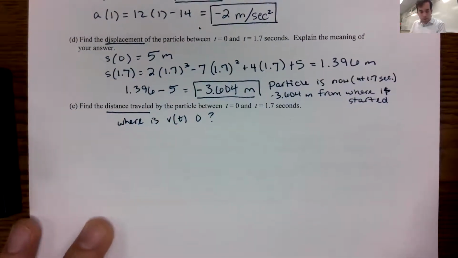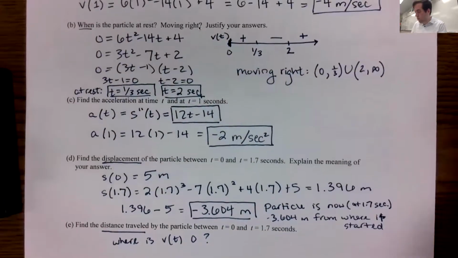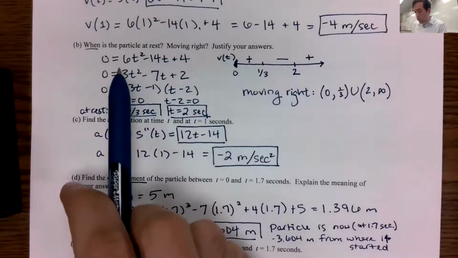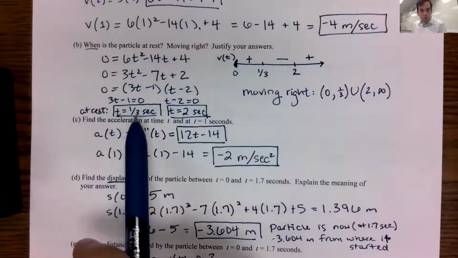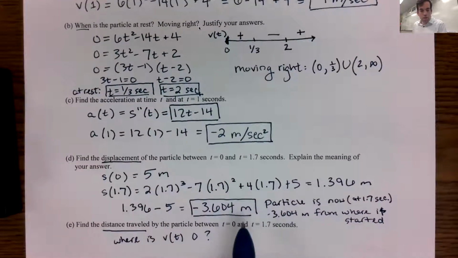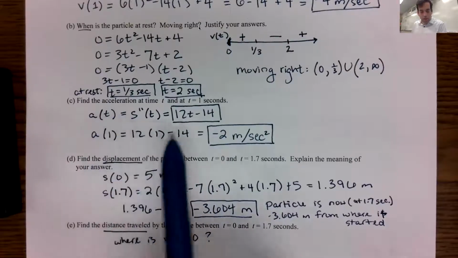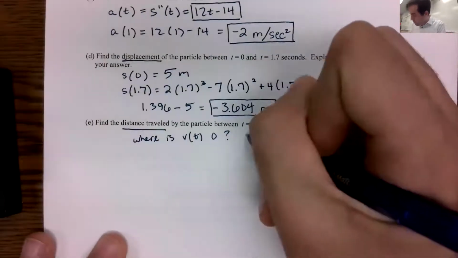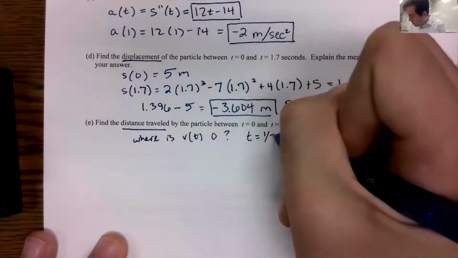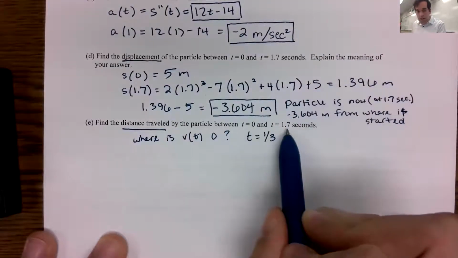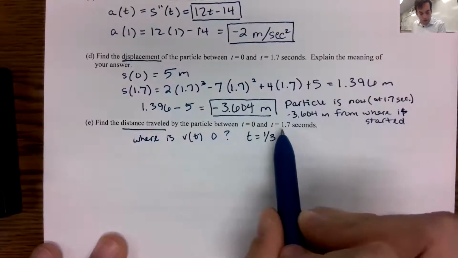And we specifically care between 0 and 1.7. So if we look back up, we already set the velocity equal to 0, and we found it's at 1/3 and at 2. Since our interval's from 0 to 1.7, we only care about the 1/3, because 2 is outside of our interval. So that's not going to impact this.